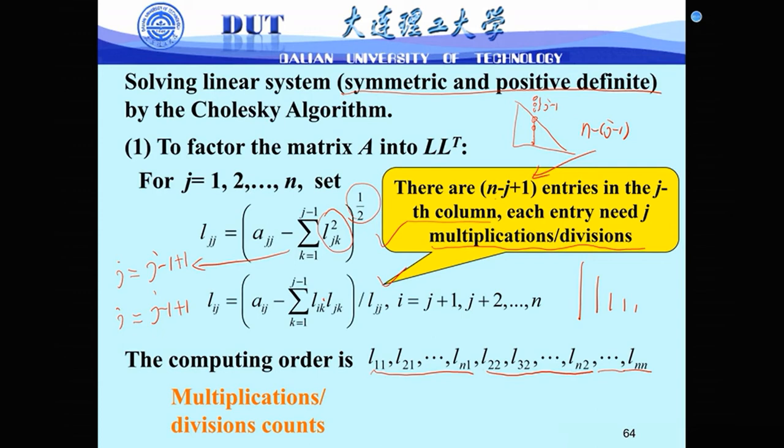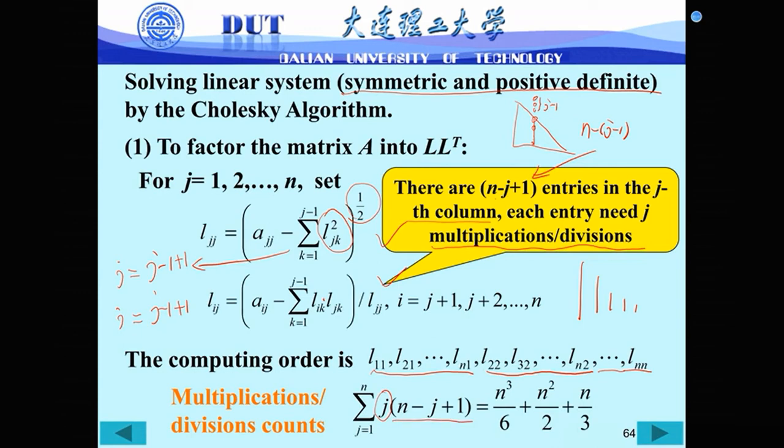So totally, the number is the summation over j from 1 to n. For each entry we need j multiplications, and we have n minus j plus 1 entries or elements, then product and summation. You will obtain this number, n cubed over 6 plus n squared over 2 plus n over 3. Okay, please check. You can check the summation by some calculation.